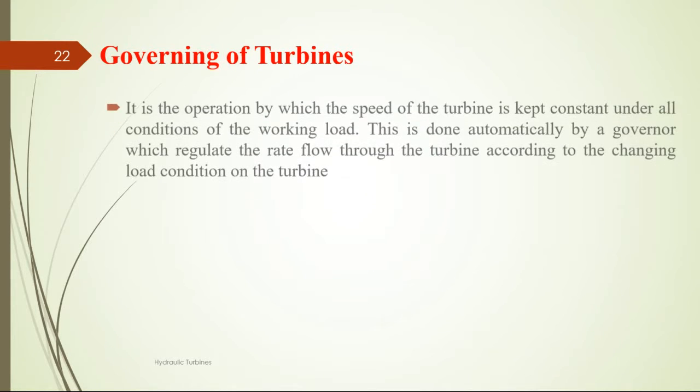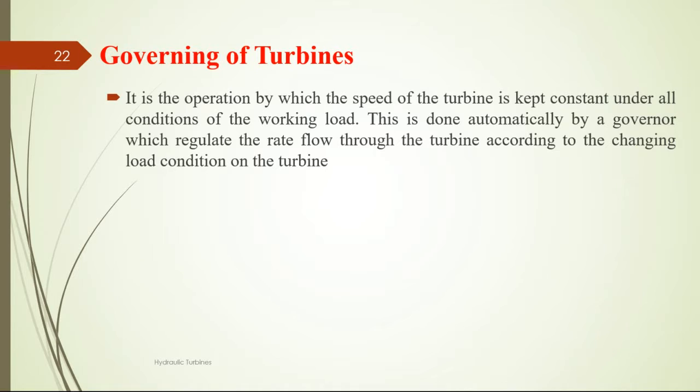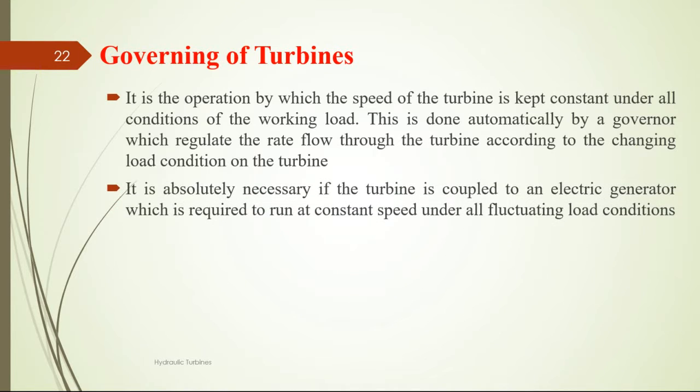Governing of turbines. It is the operation by which the speed of the turbine is kept constant under all conditions of working load. This is done automatically by a governor, which regulates the rate of flow through the turbine according to the changing load condition on the turbine. It is absolutely necessary if the turbine is coupled to an electric generator, which is required to run at constant speed under all fluctuating load conditions.